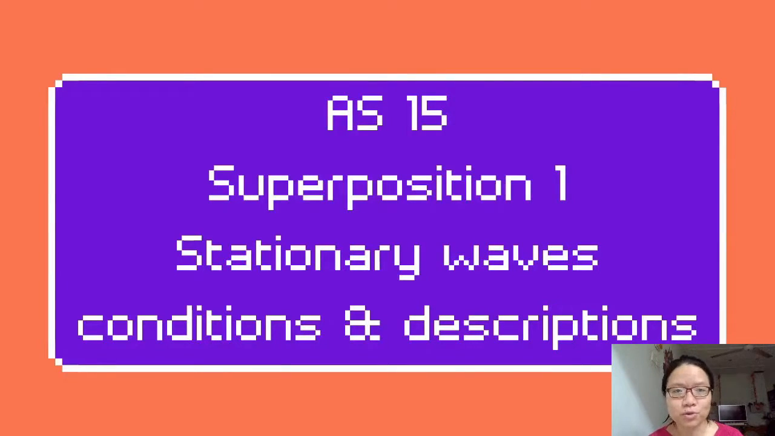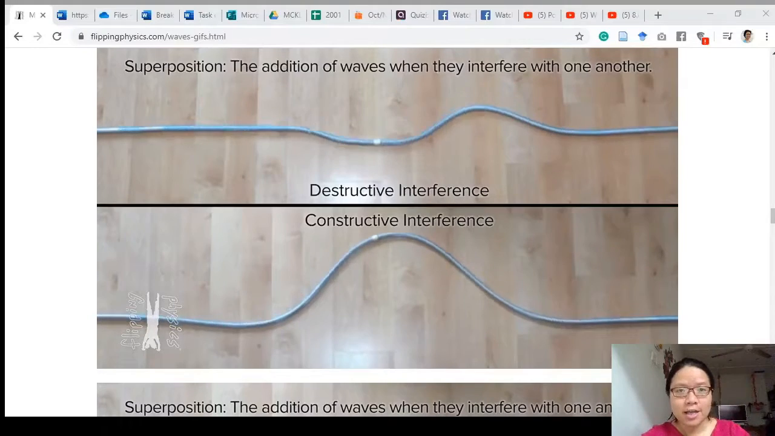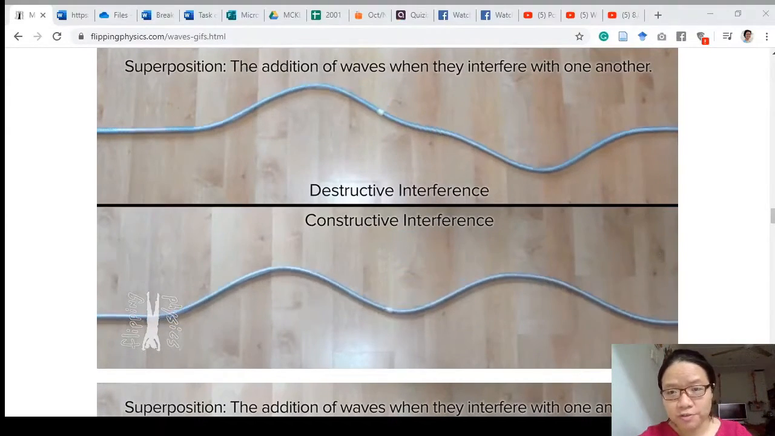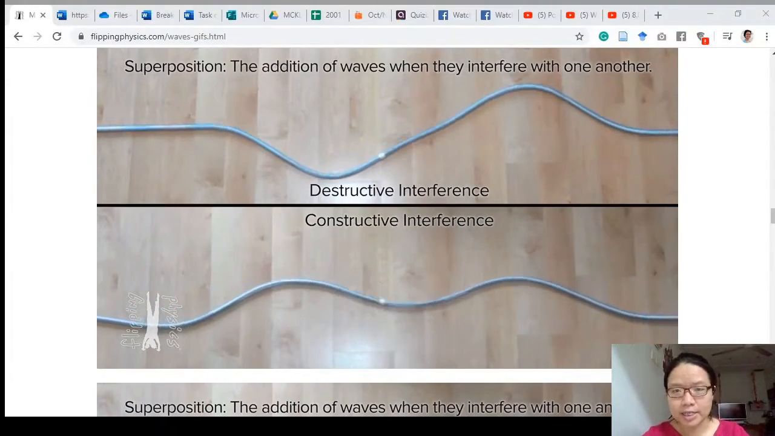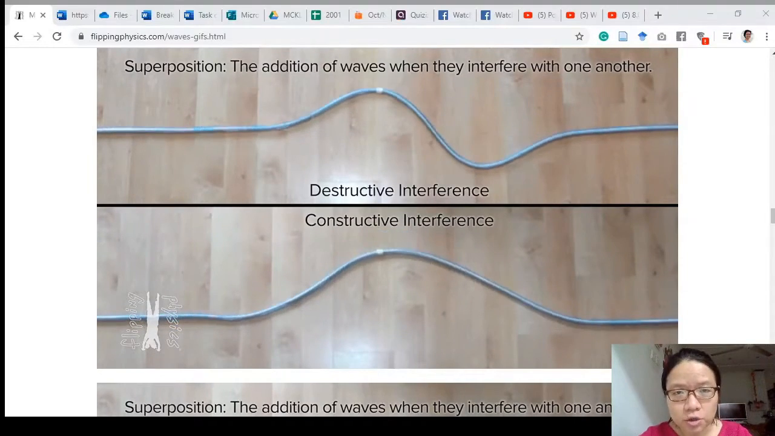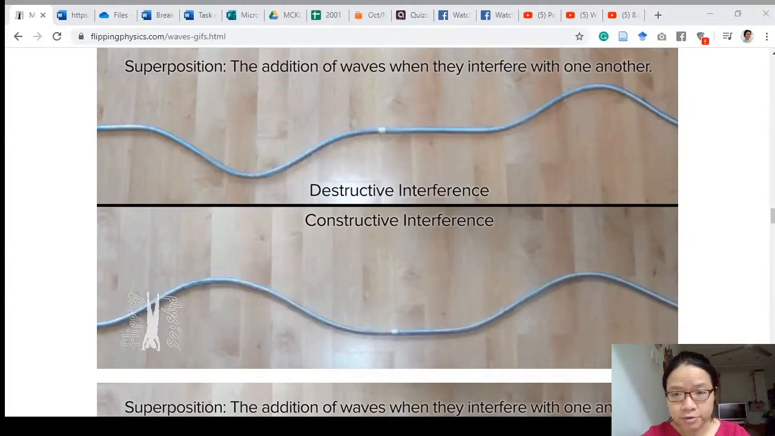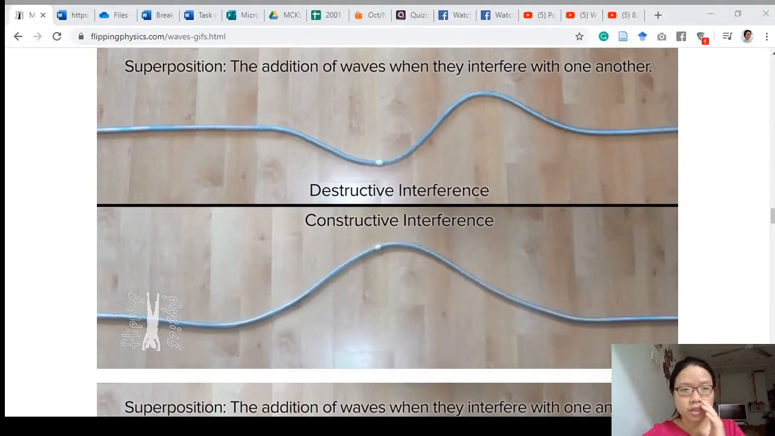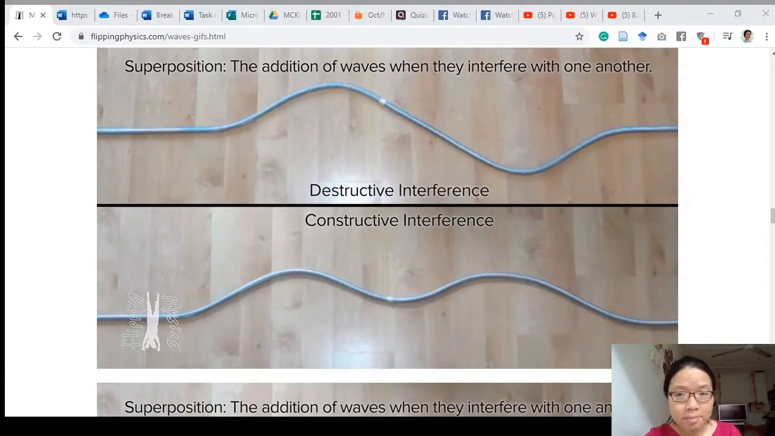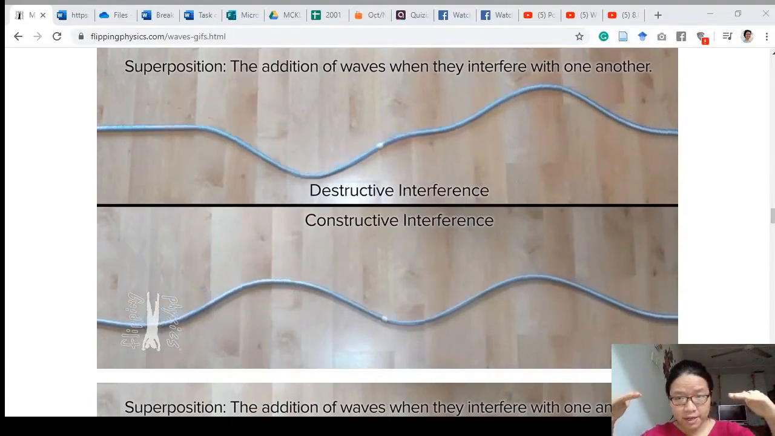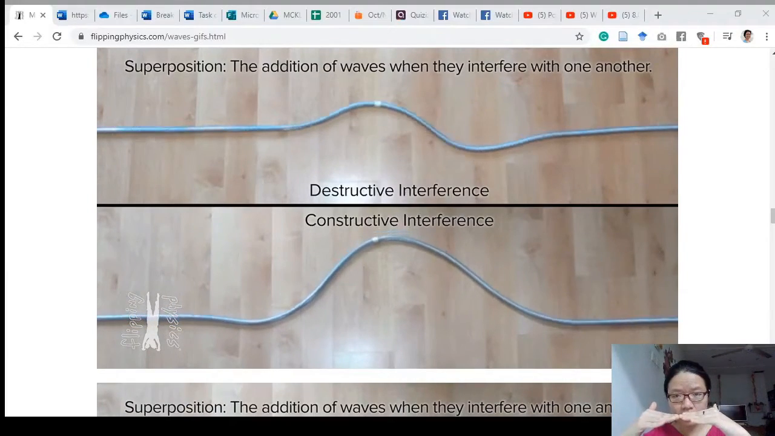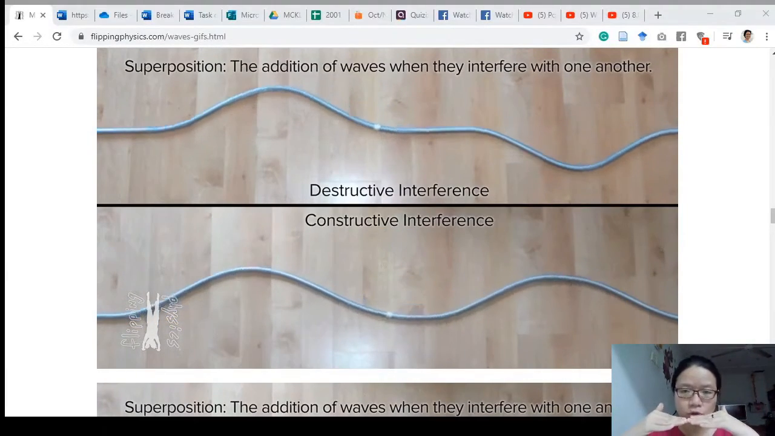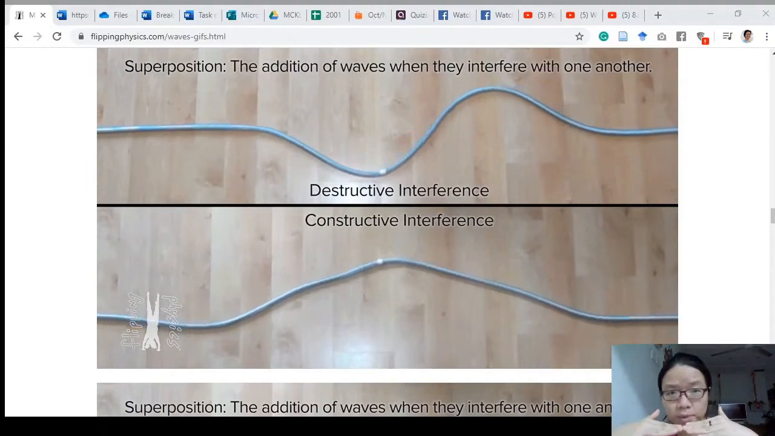Today we will move into superposition, and we will talk about superposition now. So in the GIF, again from Flipping Physics, link in the description, you can see two sort of interference. The idea of superposition is to answer the question, what happens when you have two waves meeting each other? Do they collide? Of course not. They do this thing that we call superimpose.